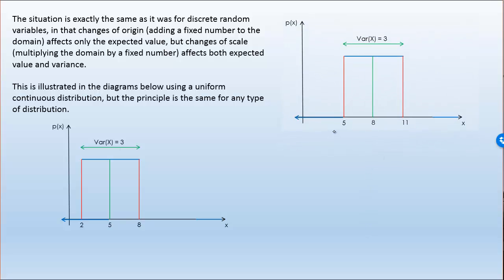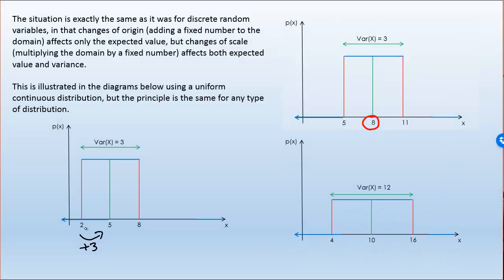Now, if we consider just moving it along, and we can see compared to this that we've just moved along by 3 units, that does affect the expectation. But it doesn't affect the variance. The dispersion of this is exactly the same.